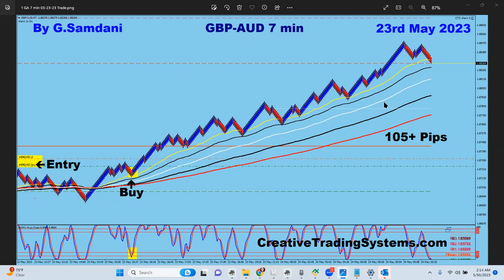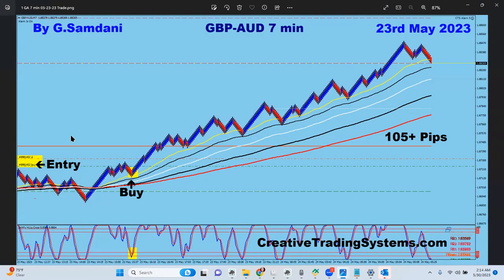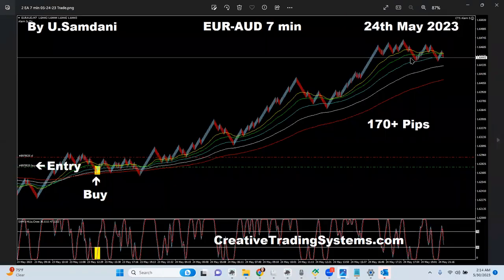Beautiful setup here, all over the place, right? 105 pip from here to here. And here Euro-Aussie also from 7-minute chart, 170 pip, but it says 26th May, and let me see, this is 23rd, but this is 24th, right? But if you see, this entry was on 23rd, so it is like 2 days worth of trade.